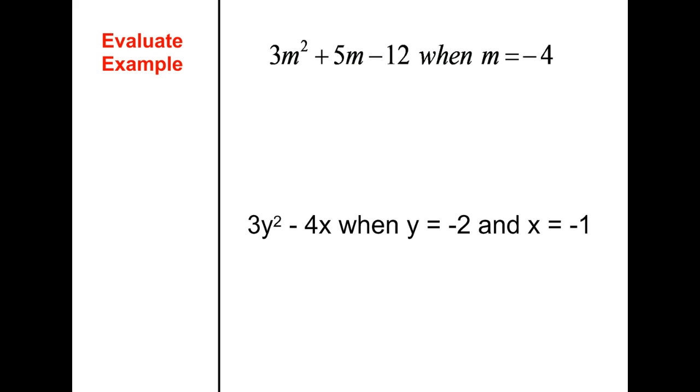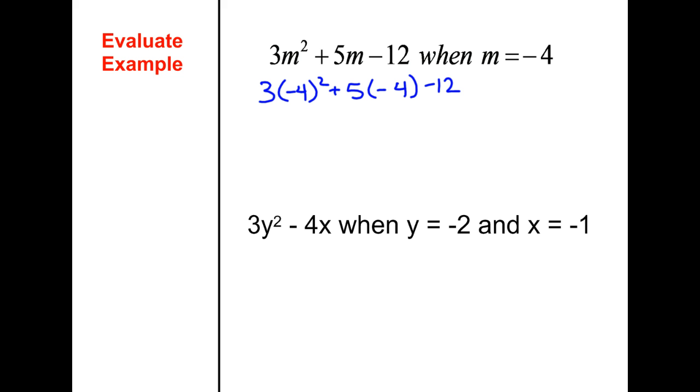All right, so let's do an example here. First thing we need to do to simplify and evaluate is plug in that -4 for m. So all we're going to do is 3 times (-4) squared plus 5 times -4 minus 12.